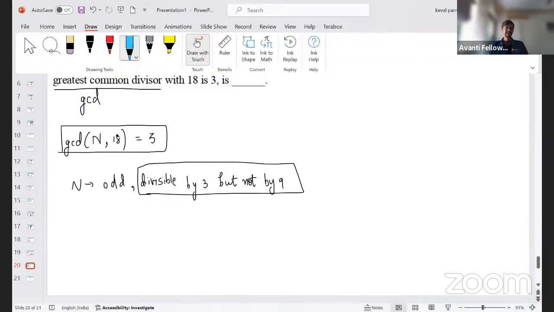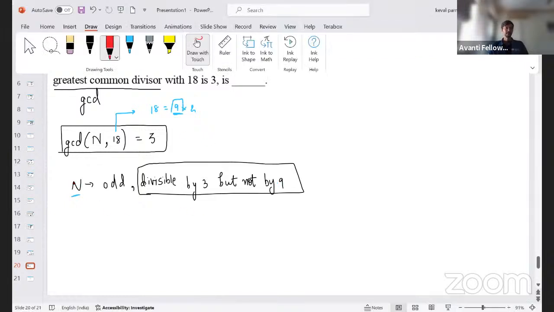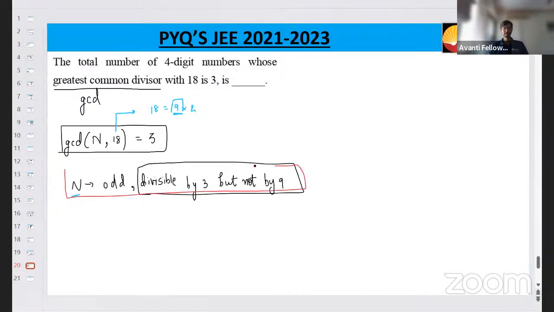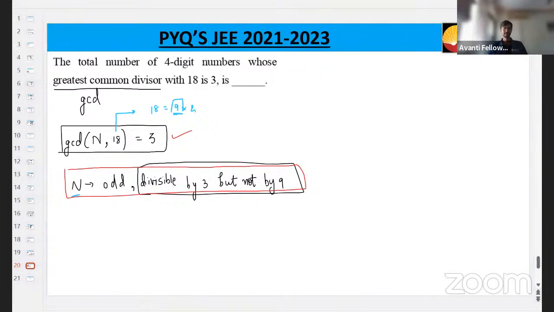Because 18 को हम लोग क्या लिख सकते हैं? 18 is basically 9 2s are 18. So अगर 9 एक फैक्टर है n का, that means GCD will be 9 and not 3. So this is a very important condition that we got from the question which they have given indirectly in this. The GCD of the number n 18 should be 3, right? So odd चाहिए.